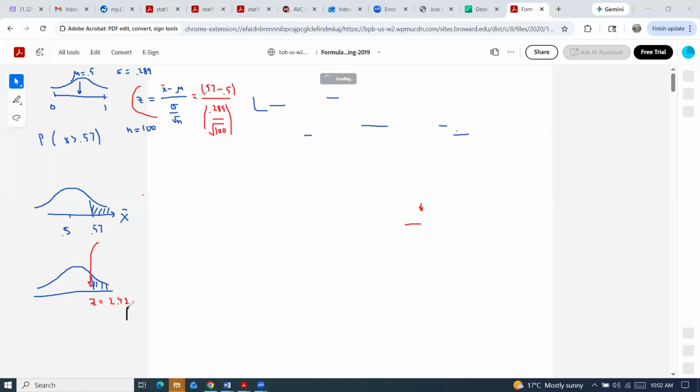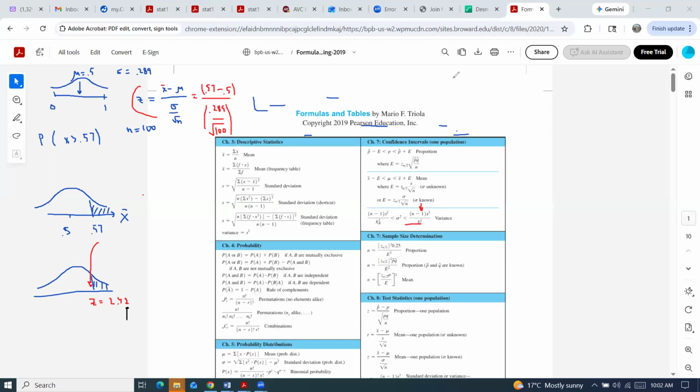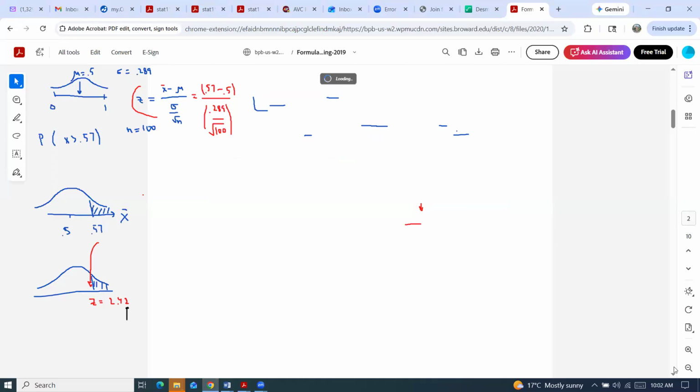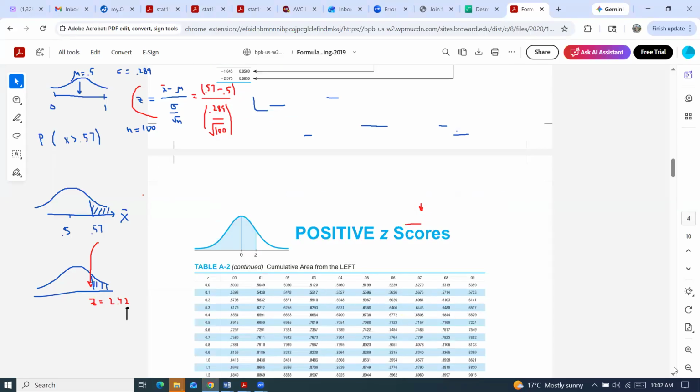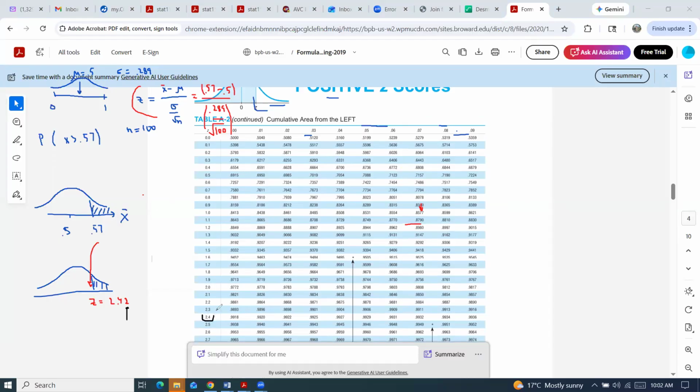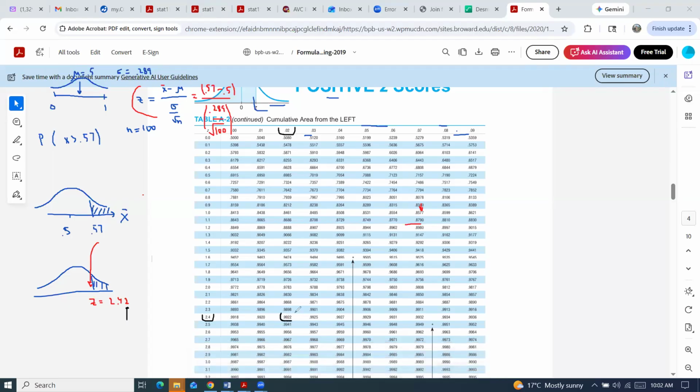Well, it opens. So let's move to the middle of this, where my positive z-scores are, to that portion of the tables. This is negative, here's positive. So we now can go for 2.4 as a row, right? And the column is 0.02. So our answer is 0.9922.